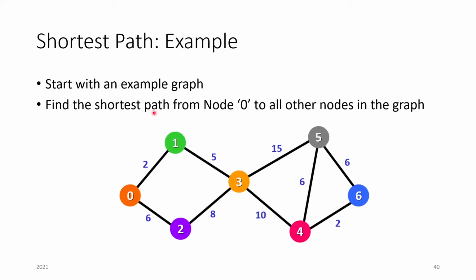So let's say we have our example graph here, and we're going to start with node 0. We're required to find the shortest path from node 0 to all other nodes in the graph. That means we need to find the shortest path from 0 to 1, 0 to 2, 0 to 3, 0 to 4, 0 to 5, and 0 to 6. And we're going to see how Dijkstra's algorithm helps us find the shortest path in an effective manner.